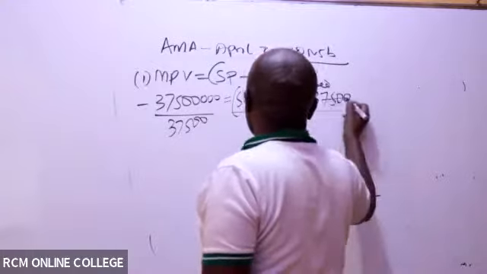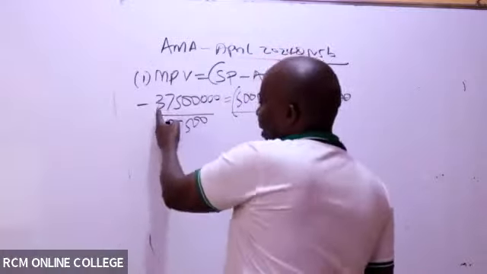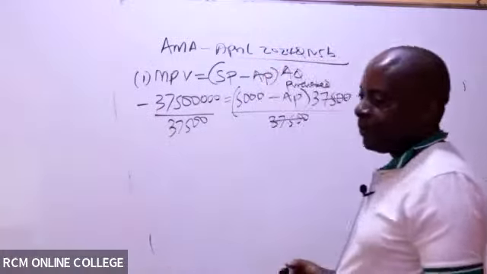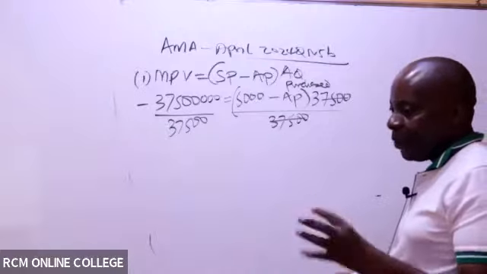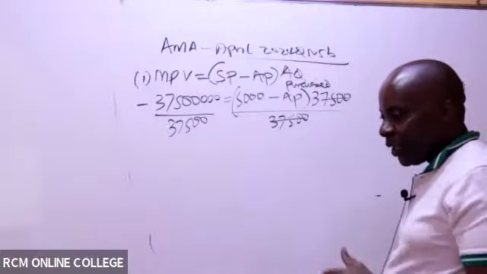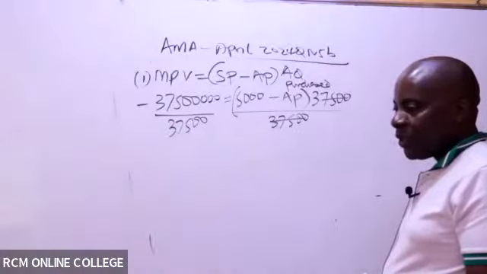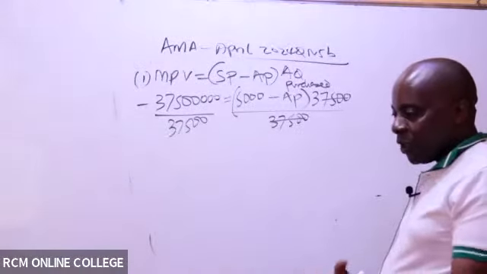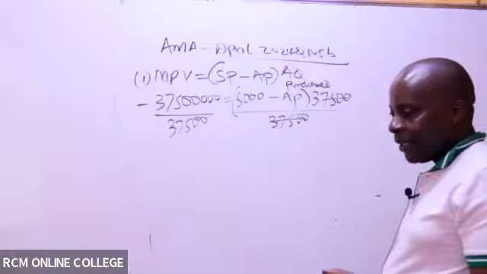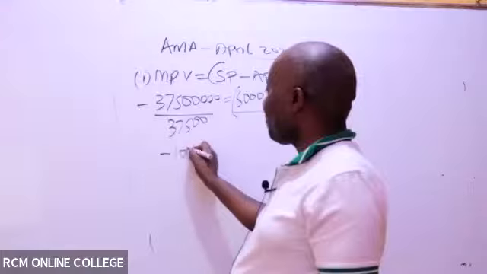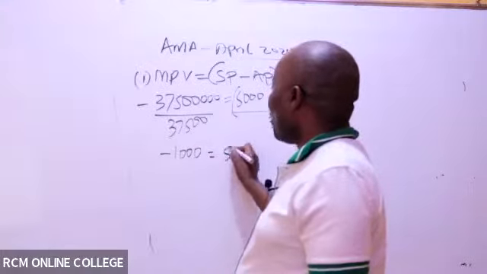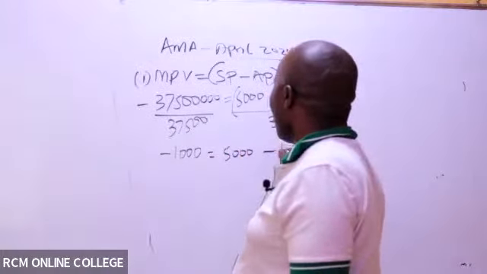Then this and this cancel out. Can somebody give me this divided by this? This is the easiest way. But if you still have the time and feel you need to do this the high school way, no worries, the floor is yours. So that gives me minus 1,000, which will be equal to 5,000 minus AP.